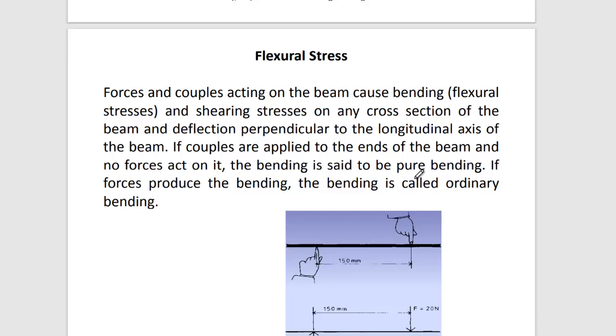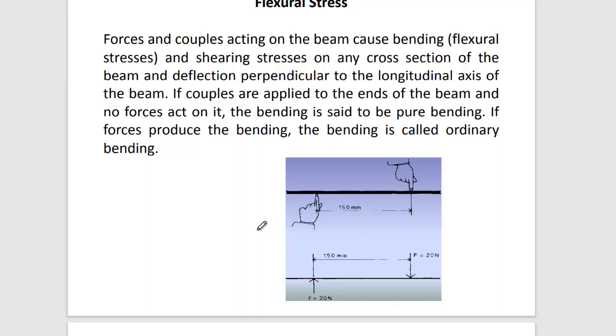So force and couple acting on the beam cause bending. We know that either a force or a couple generates bending. So what is the difference between force and couple? Regarding the couple, I discussed it in the very beginning, right? If two forces are acting in opposite directions, and they produce the same amount of moment, whether you take the moment here or here or here, both moments are the same but opposite in direction, then you call this a couple. And shearing stress on any cross section of the beam and deflection perpendicular to the longitudinal axis of the beam.